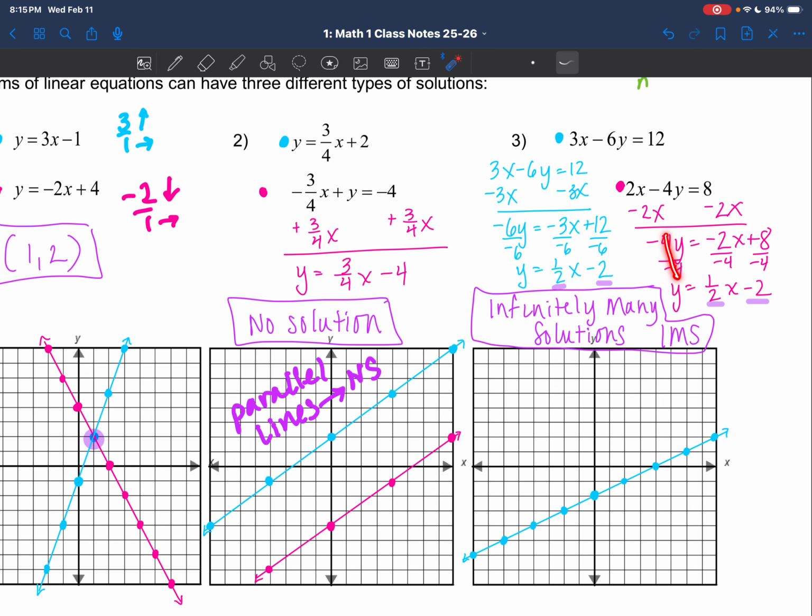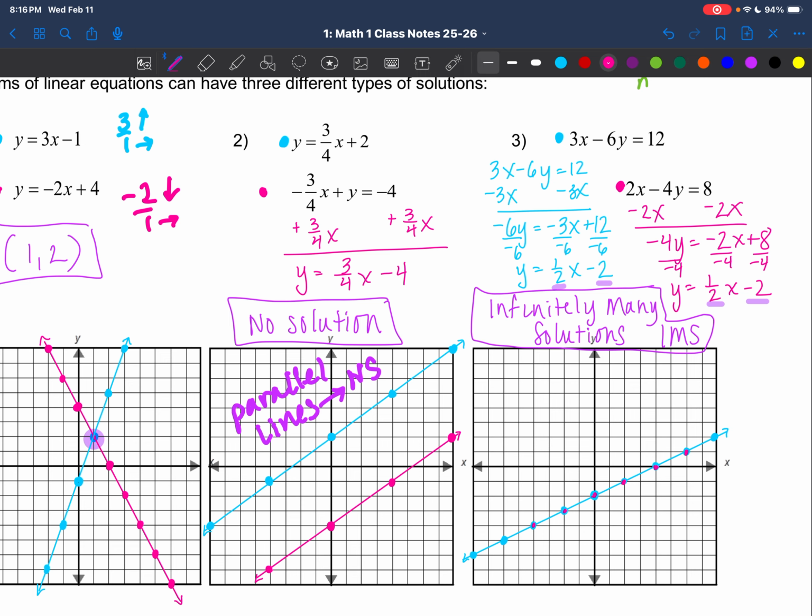Again, we want to get y by itself, so we have to divide each term by -4. Now that simplifies to 1y, this simplifies to +1/2, and this simplifies to -2. So if I were to graph, I've got -2. Oh wait, that's right where this one is. Okay, well let me go up 1, to the right 2, up 1, to the right 2, and then down 1 to the left 2.